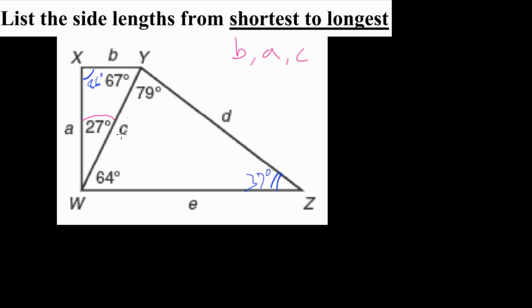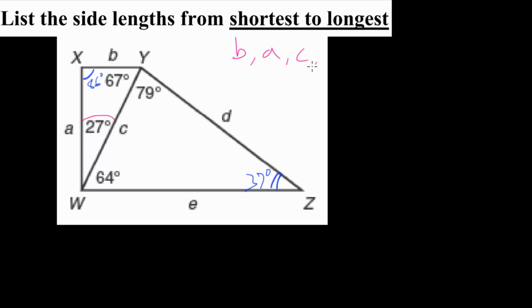But now we can start looking at this bigger triangle. And the smallest side length in this one is across from the smallest angle. And since this angle Z is the smallest, the side length opposite that is side length C. So the smallest side here is actually the biggest in the smaller triangle.